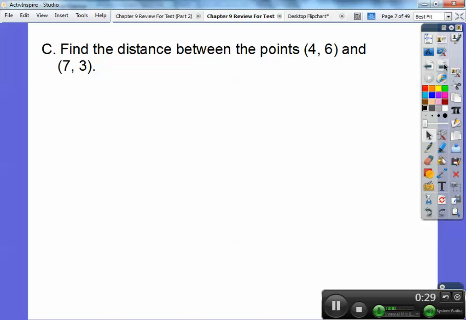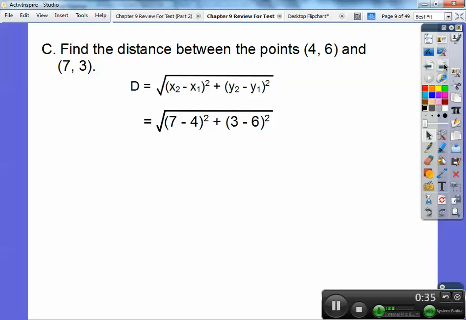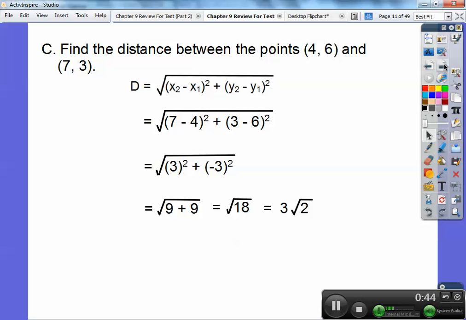So find the distance between (4, 6) and (7, 3). There's my distance formula right there. So I do the second x minus the first x. It doesn't matter which one you call (x1, y1) and (x2, y2). You plug them in, and you're going to get the square root of 9 plus 9, or square root of 18, which becomes 3 root 2.